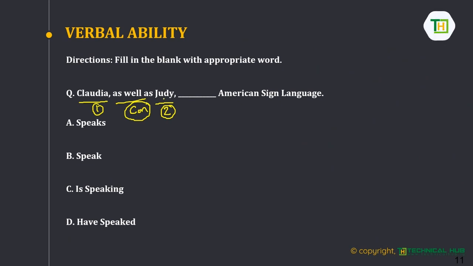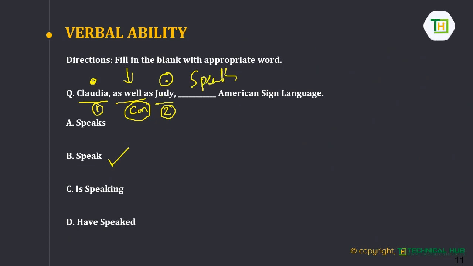That's why sometimes the verb should follow the first subject's rule, and sometimes the verb should follow the second subject's rule. But whenever you see this as well as, the subject should always be followed by a plural verb only. Every time you go with a plural verb only. Just now I explained what a plural verb is. So plural verb in the sense speak. Just speak. That is the right answer.